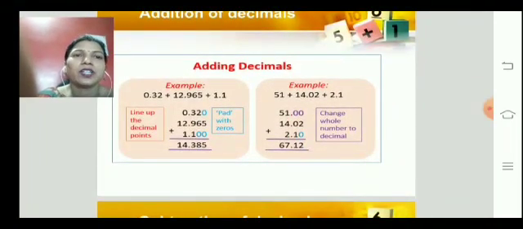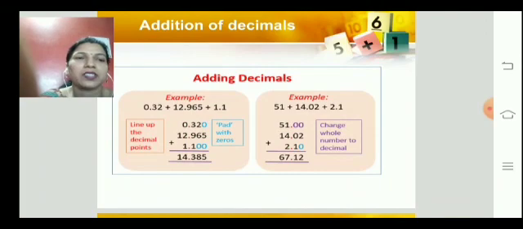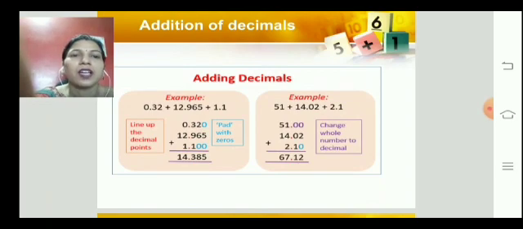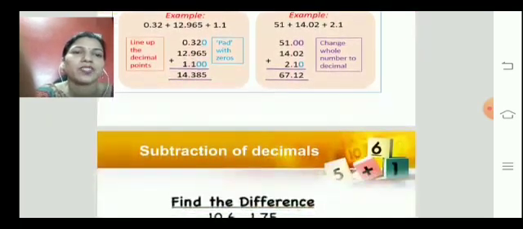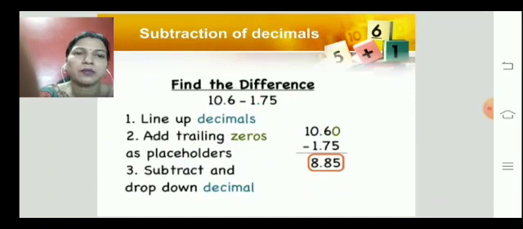Now moving forward, we are going to learn about addition of decimals and subtraction of decimals. In addition and subtraction, we have to line up the decimal points in the same place in a straight line. 0.32, 12.965, 1.1. If we arrange them in the place holders, we can see a few places empty. Again we fill those places with 0 and then it is a simple addition. Same way in subtraction, first line up the decimal, add the number of zeros required in the empty places and subtract, then drop down the decimal.